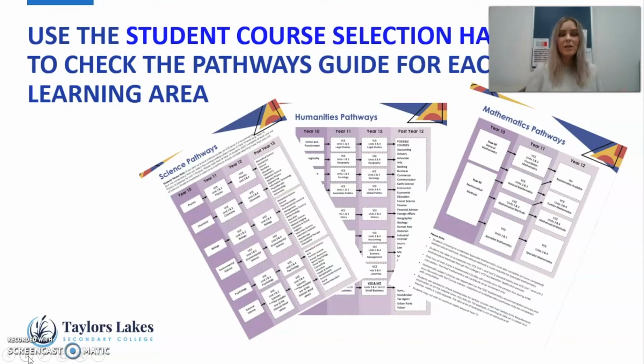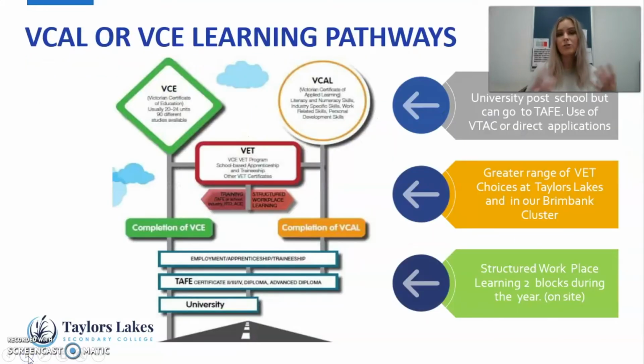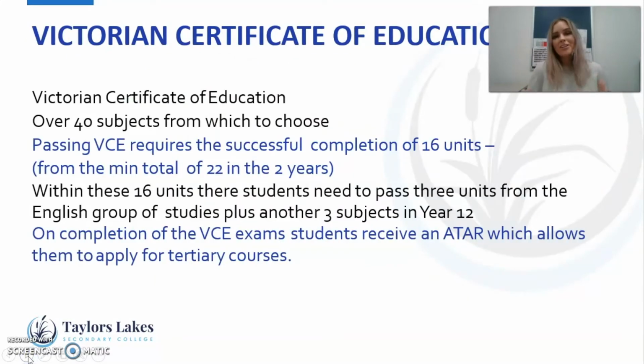Again, in the course handbook that students will have picked up in their packs, there are a range of different example pathways so that you can have a look at the different subjects and what they may lead to post Year 12. So I do encourage you to have a look at that. I'll go through the different options in a little bit more detail now, but as I mentioned, the Victorian Certificate of Education is one option that students can undertake, and there are lots of different subjects from which students can choose, but it does involve a couple of different things.